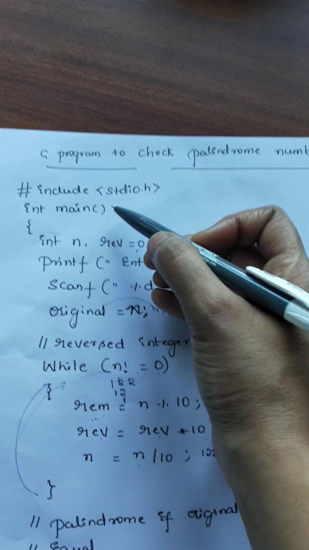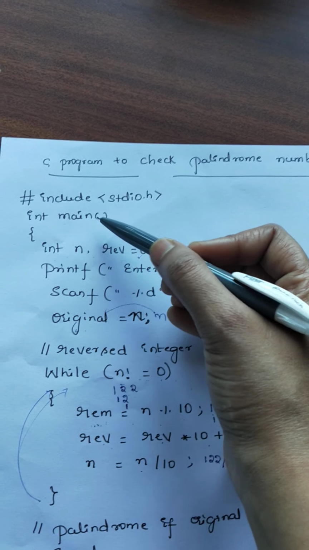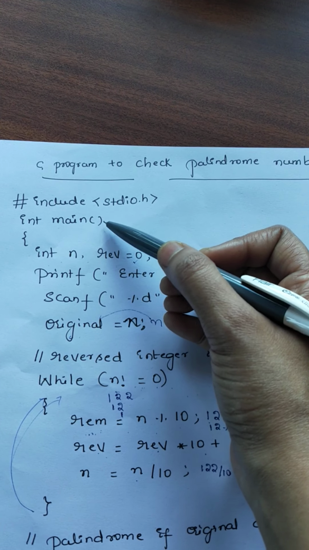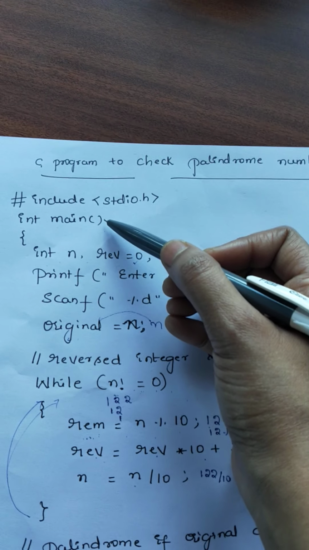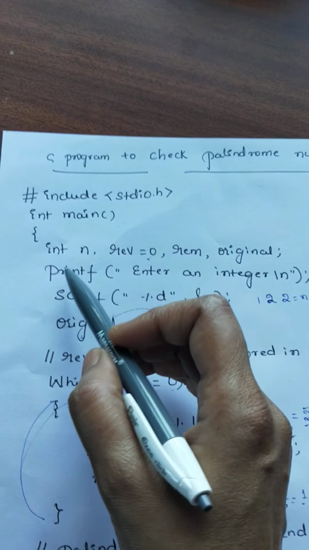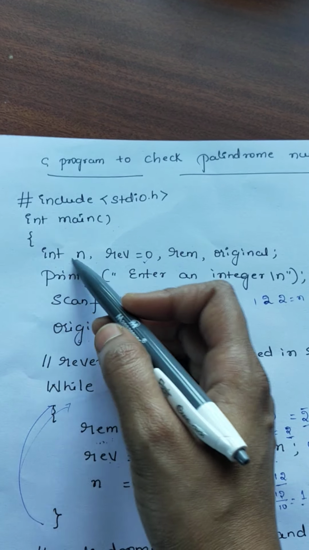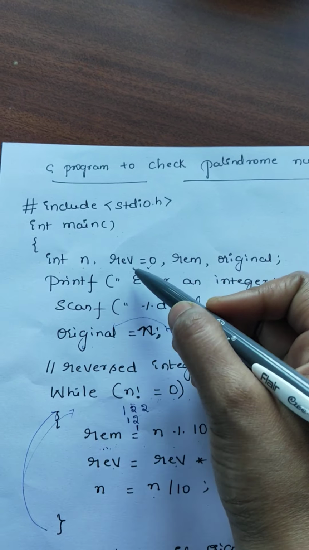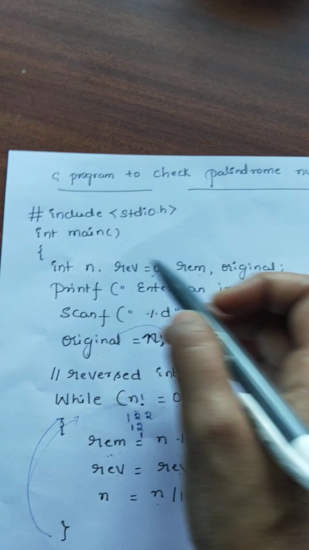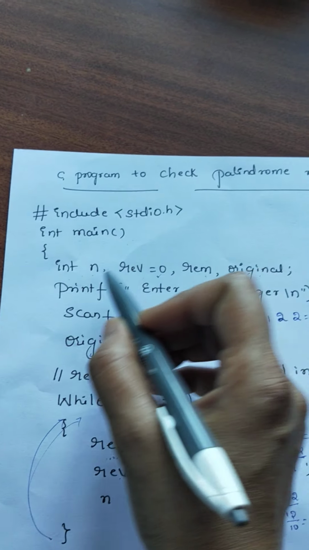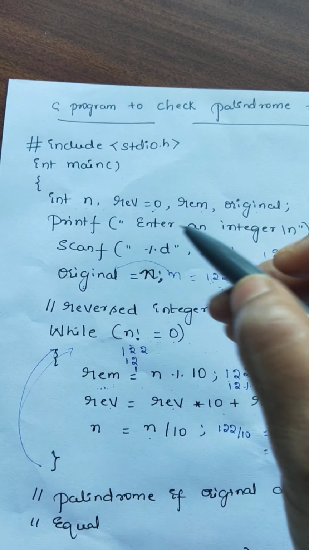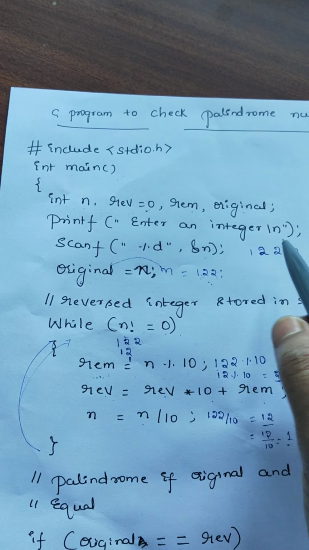Next, int main. It means main is of type int, it returns an integer value, and main is the line where the program execution always begins. Then we are declaring the variables here, and all these variables are of type integer. n, reverse, remainder, original are all variables of type integer, and the reverse variable we initialize to 0.